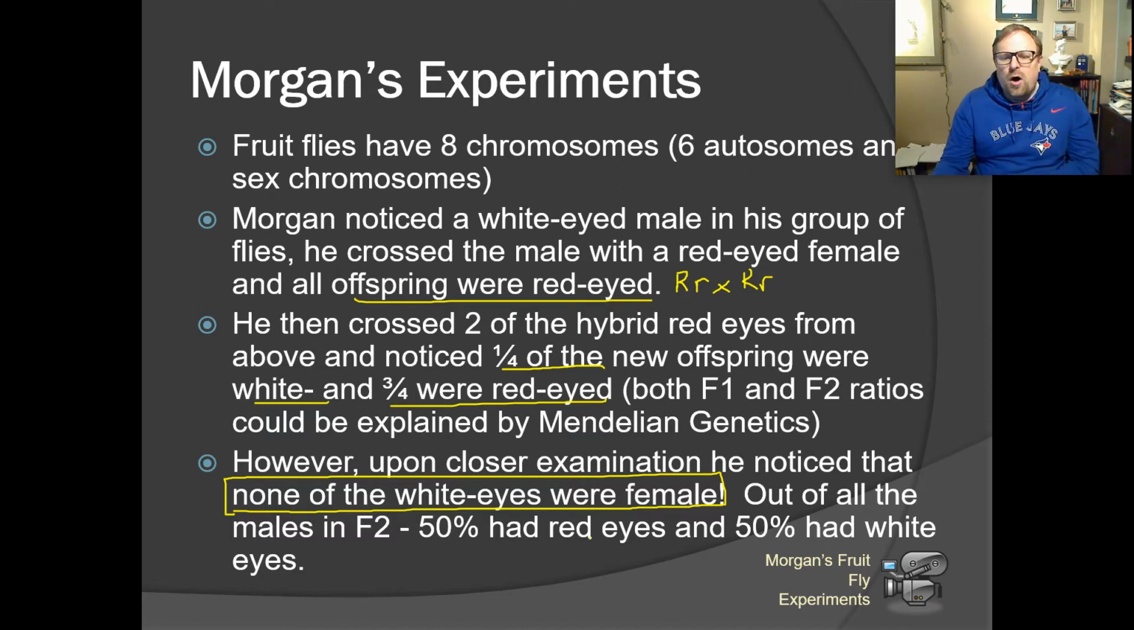So out of all of the males in F2, so this is the second filial generation, 50% had red eyes and 50% had white eyes of just the males. Okay, that was weird. Shouldn't have been that way. And so this led Morgan to think there's got to be some other pattern of inheritance going on here. And he figured eventually, after doing some work, that there must have been something going on with the difference between males and females.